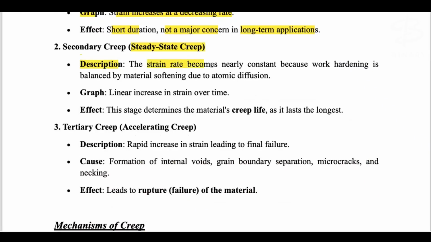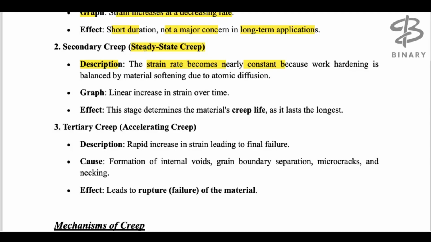The strain rate becomes nearly constant. That's why it is called steady state. Steady means something is not changing with time. If any behavior is not changing with time, it is known as steady state. So steady state means the strain rate becomes nearly constant. It means whatever the rate at which the strain is occurring, that would be constant.